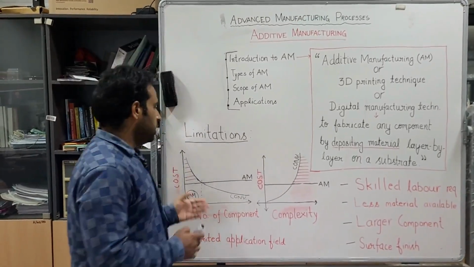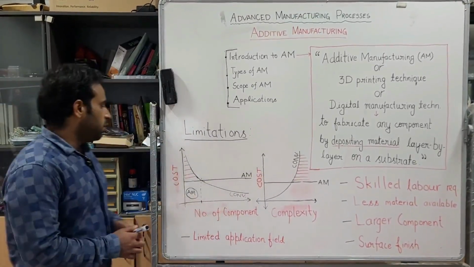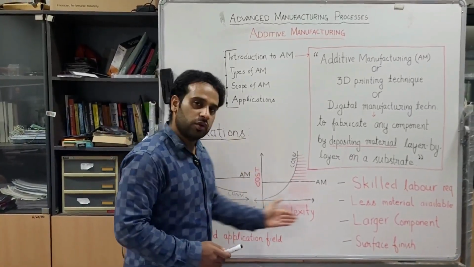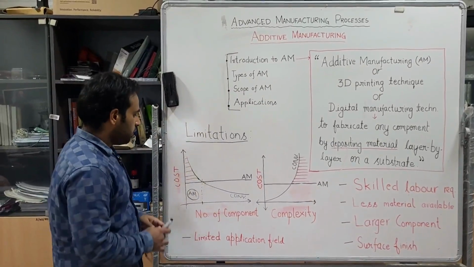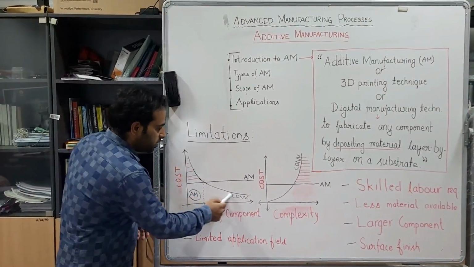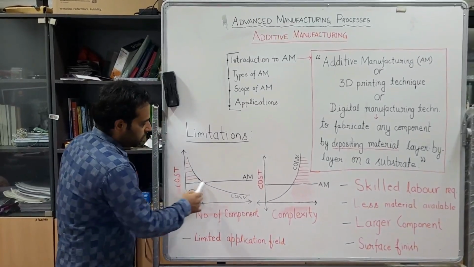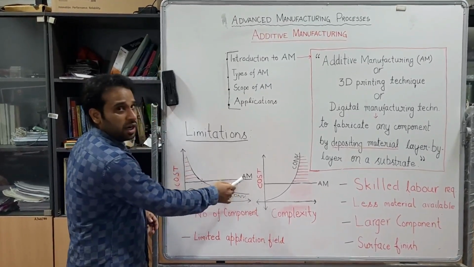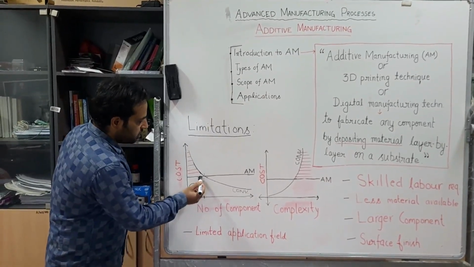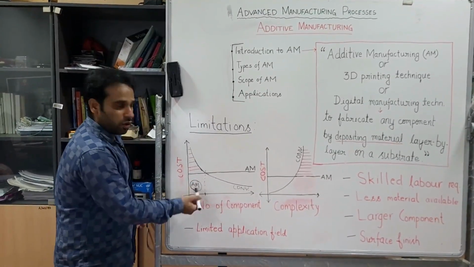Here we can see two different graphs. One is drawn between cost versus number of components, and another between cost versus complexity. If we focus on the first curve, one curve represents the conventional approach, and the other represents the additive manufacturing approach. If the number of components is less, additive manufacturing is more economical.